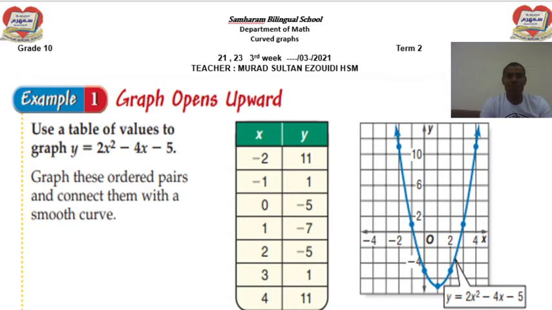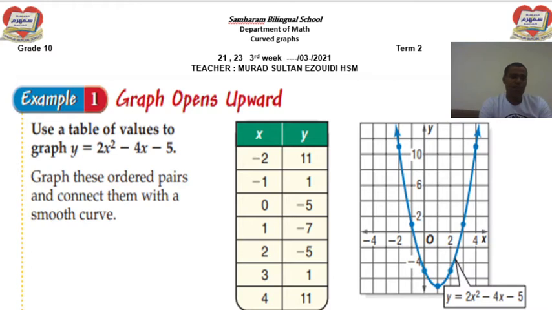When x equal, this is the column of x, and this is the column of y. In this example, we put the column of x values, and you will try to find the value of y such that x equal negative 2, minus 1, 0, 1, 2, 3, and 4. And the coordinate plane is drawn there. So here you can see that.